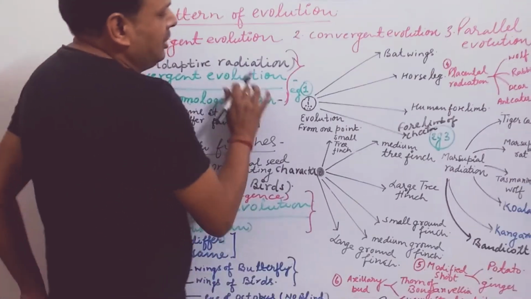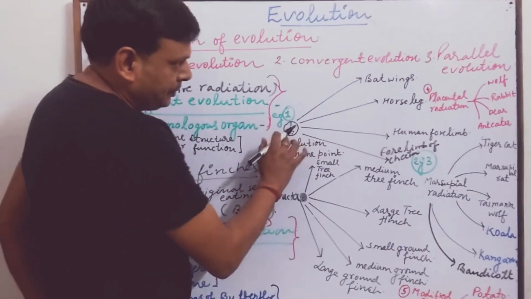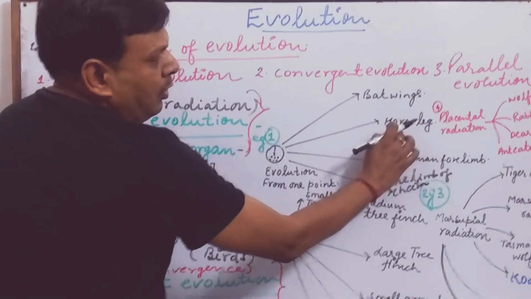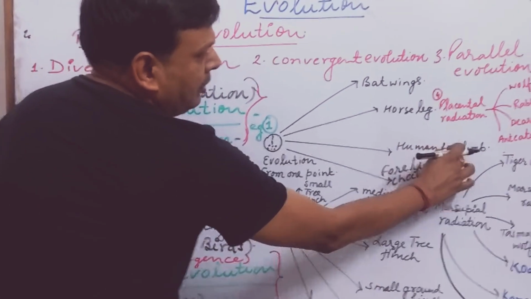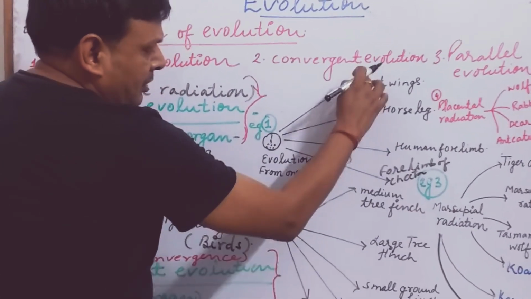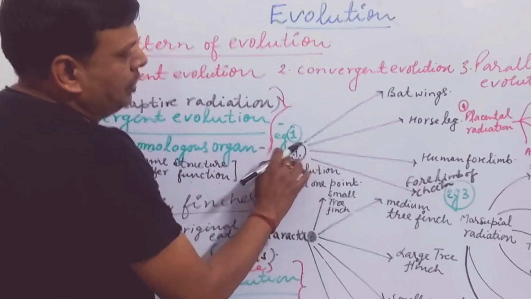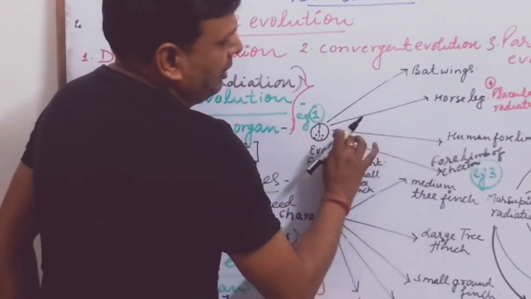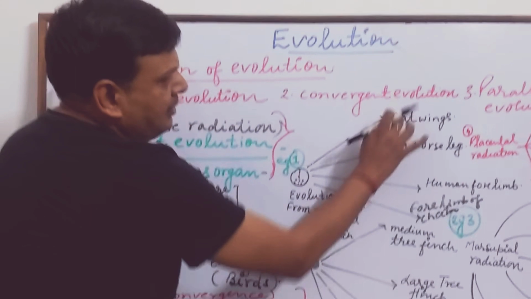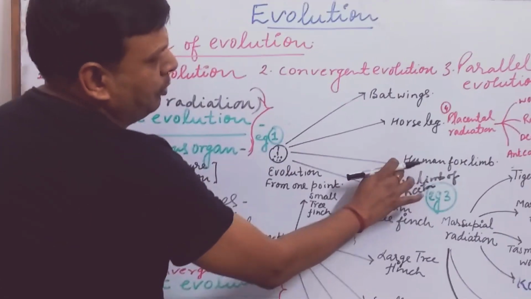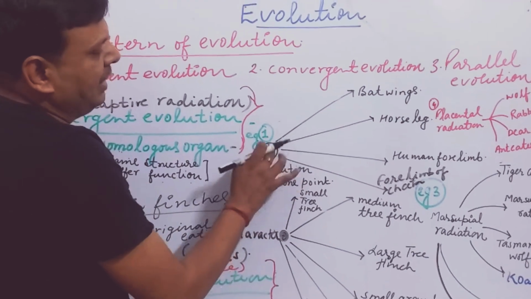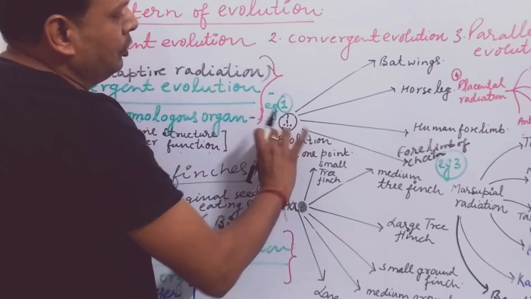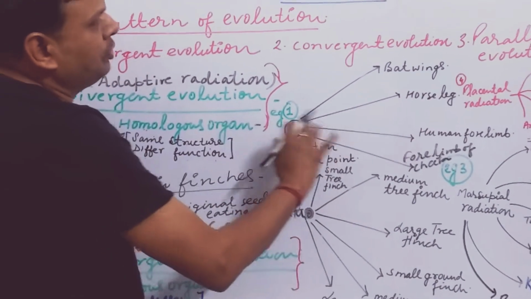Now in this divergent evolution, first of all we will study the evolution or origin of the wings of a bat, the leg of a horse, the human forelimb, and the forelimb of a cheetah. They have a common point of evolution. The source of origin of evolution is one point, and they diverge in different directions for different functioning. But all these wings of bat, horse leg or human forelimb have a similar pattern of skeleton, that is humerus, radius, ulna and other basic bones. So this is the most common example of divergent evolution.